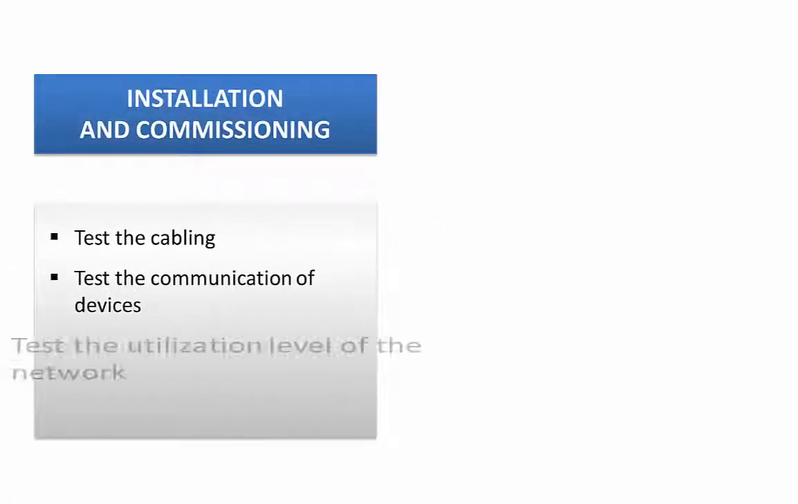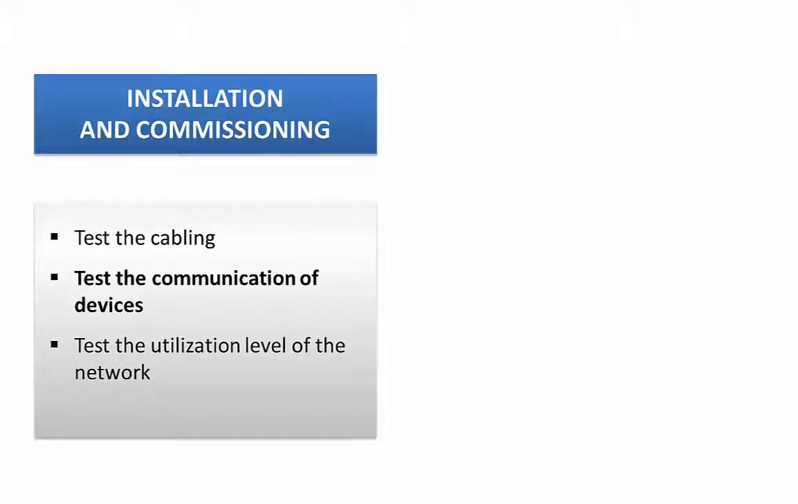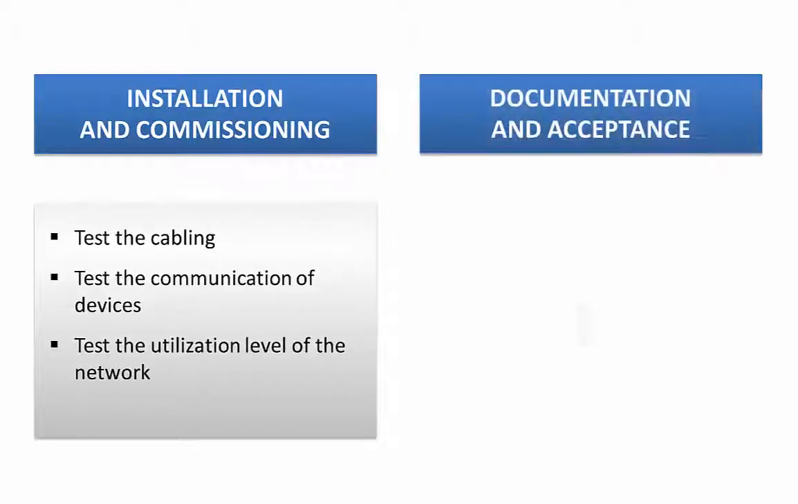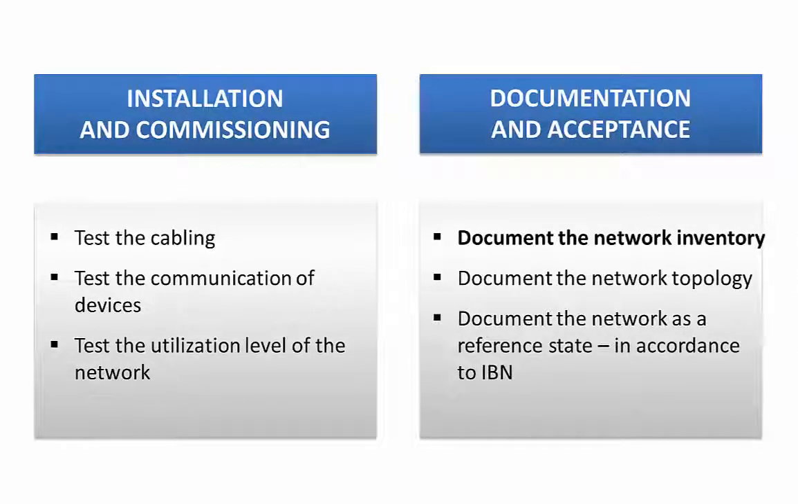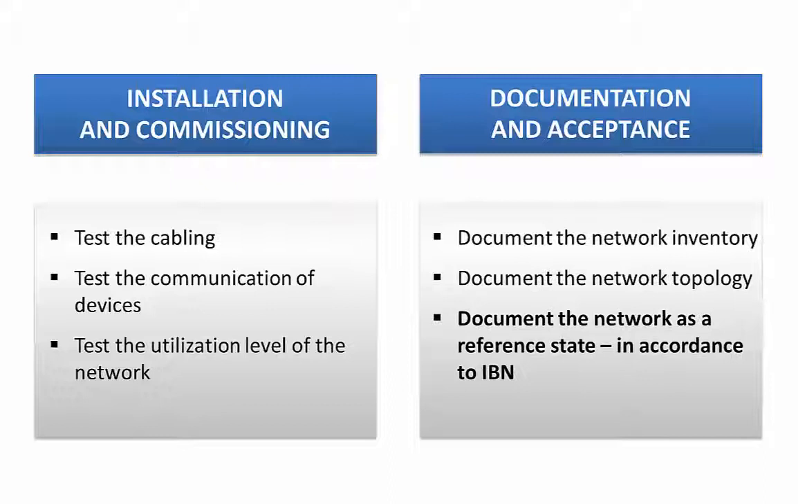In the course of commissioning, you have to check the cabling, the correct communication of the installed PROFINET devices, and the network design. In the course of network acceptance, you need to document the network inventory and the topology.